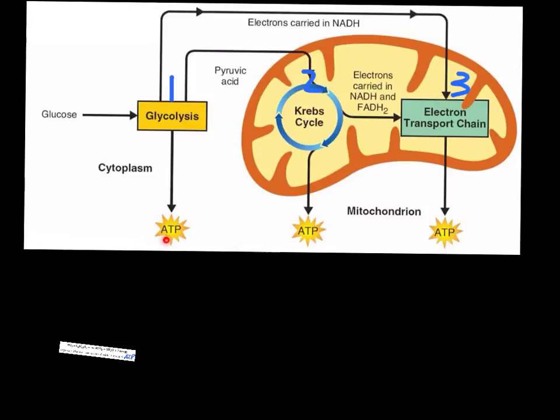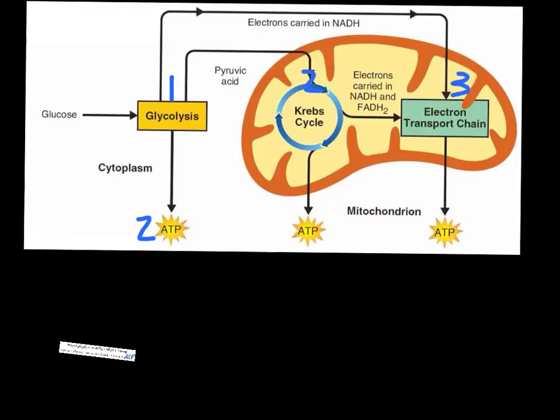You'll find out we only get 2 net ATP molecules. We'll talk about that in a little bit more detail when we get into a video later on on each of these individual processes. But for now, just knowing that 2 ATP get created there is fine.